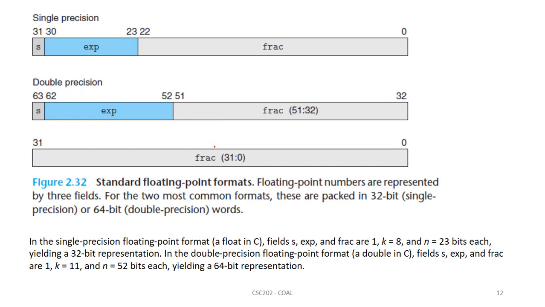This is another picture taken from the book, and this is the representation for a 32-bit floating point number, which we use in C language when we declare a variable with the keyword float, like float f; and if we declare another variable with the keyword double d; this is a 64-bit representation. Double takes 8 bytes and float takes 4 bytes.